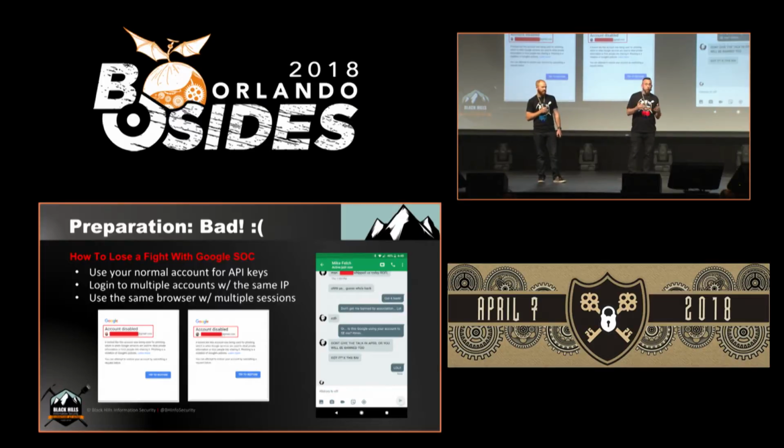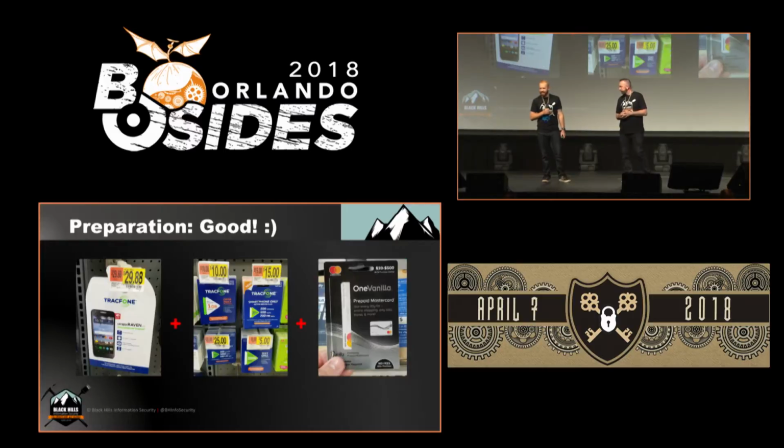But if you do want to lose a fight, then focus on using your own account. Make sure you reuse accounts with IP addresses, and make sure that your API keys are tied to all of them. Make sure you use the same browser sessions so they can always track back, and you're guaranteed to end up like this. But to do the good stuff.